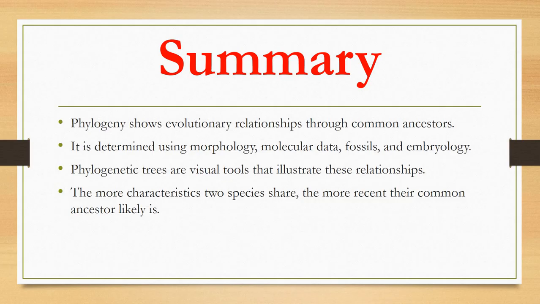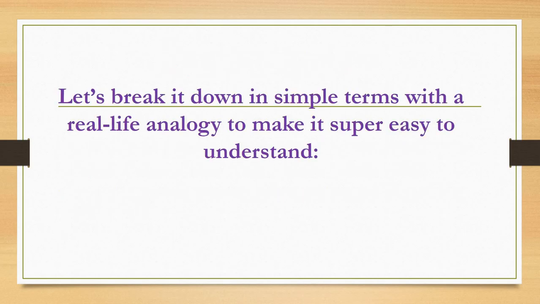In summary, phylogeny shows evolutionary relationships through common ancestors. It is determined using morphology, molecular data, fossils, and embryology. Phylogenetic trees are visual tools that illustrate these relationships. The more characteristics two species share, the more recent their common ancestor likely is. That wasn't the end of the lesson.